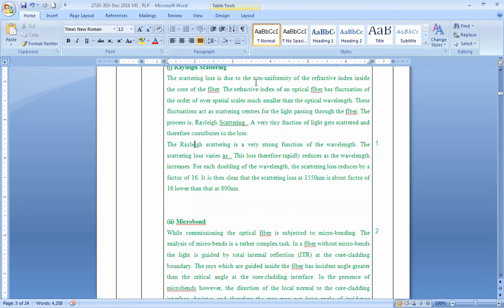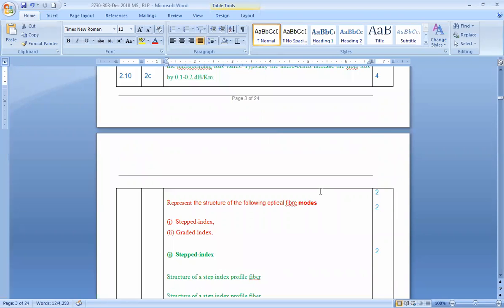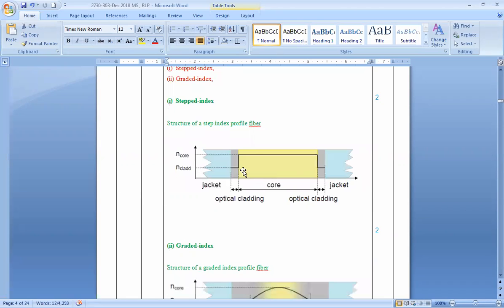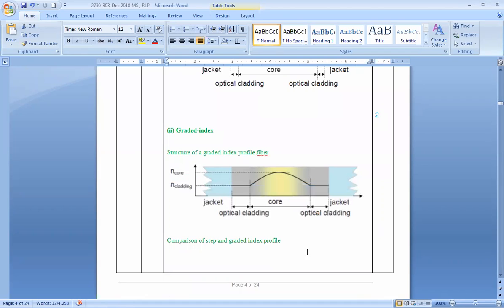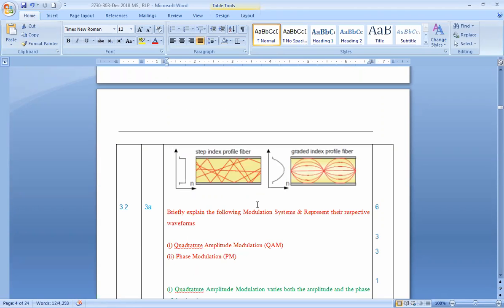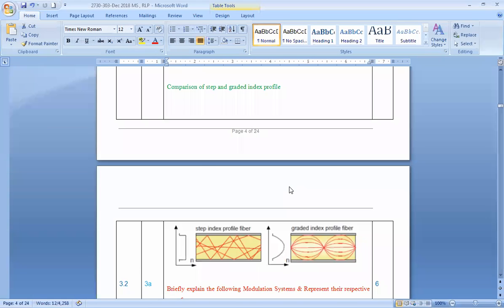The scattering loss is due to the non-uniformity of the refractive index inside the core of the fiber. Now, as you all know, once the light passes through, it has to reflect, and then comes out. I mentioned it here. This is the type of reflection that happens internally. The light passes through, hits, comes back, hits, comes back, and then exits the fiber. So internally, this is what happens.